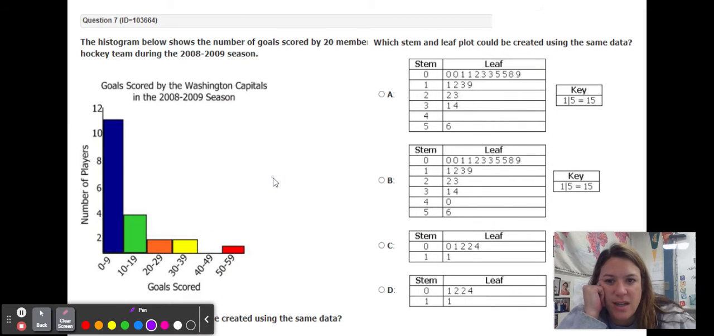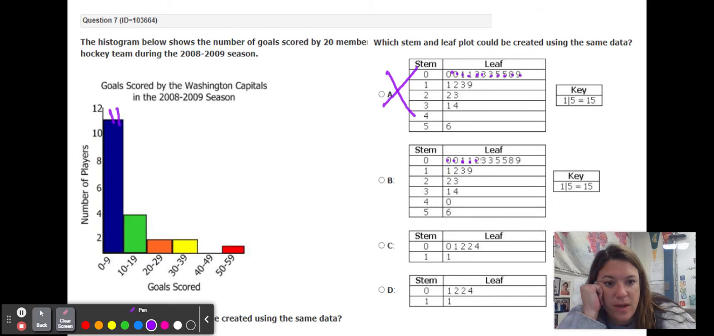Okay, question 7. The histogram shows the number of goals scored by 20 members. Which stem and leaf plot could be the same data? So this one I'm looking for the one that's true, so maybe that will help me. All right, 11 in the 0 to 9. 1 through 11. So it can't be A.